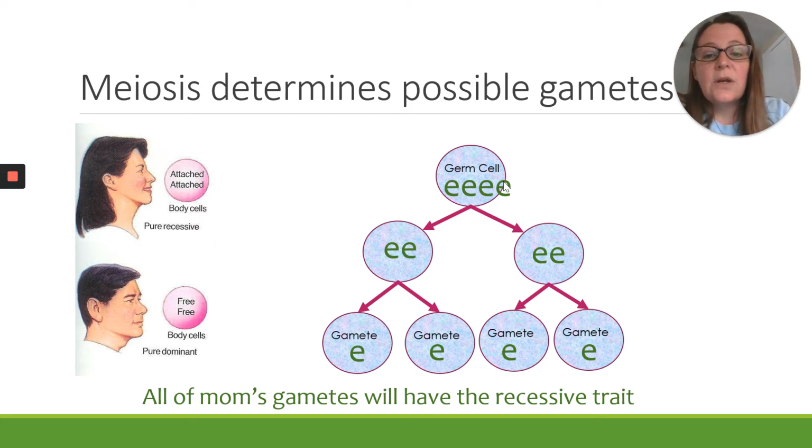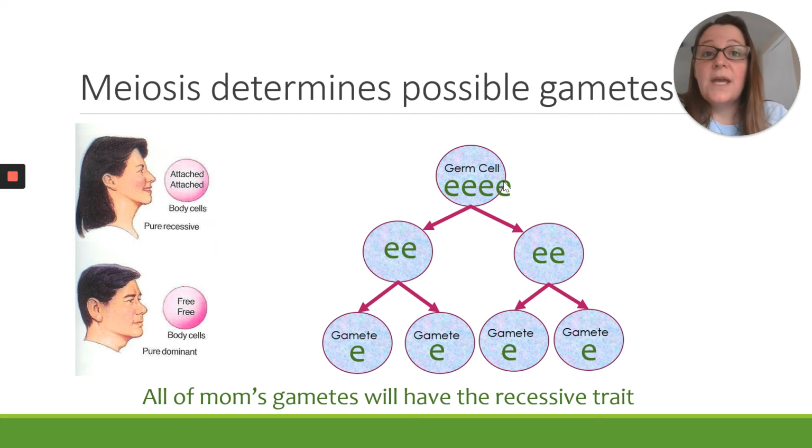And you can see down here at the bottom that if she made 4 egg cells, which we know from the last video that that's not quite right, but if there were 4, the only possibility in her egg cells is a lowercase e. The same would be true for dad because he only has the dominant trait. So there would have to be capital F's in all of the sperm cells that he would make.